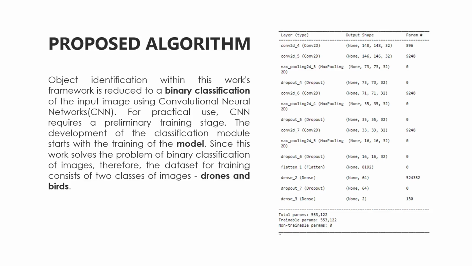Object identification within this work framework is reduced to a binary classification of the input image using convolutional neural networks. For practical use, a CNN requires a preliminary training stage. The development of the classification module starts with the training of the model. Since this work solves the problem of binary classification of images, the dataset for training consists of two classes of images, drones and birds. You can see the architecture of the neural network in the image on the right.